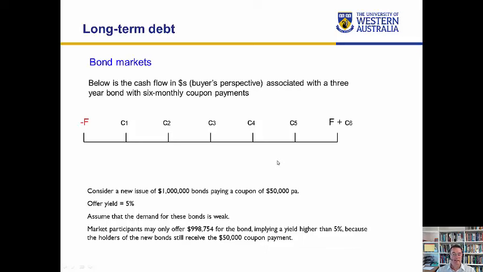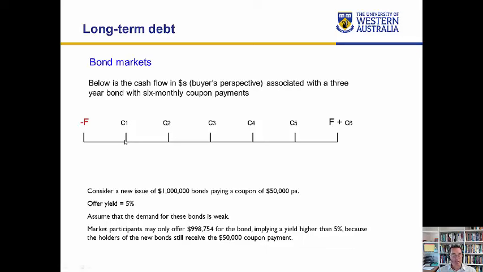and regular coupon payments are received. So what I've got here is a bit of a timeline, and it shows the cash flow in dollars from the buyer's perspective. So the buyer is going to hand over F dollars to purchase the bond, and that might be $1 million. And this is a 3-year bond.